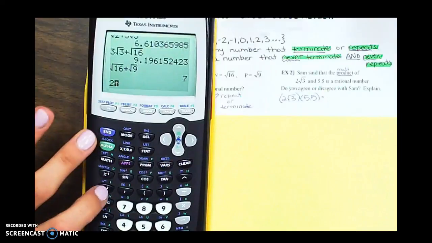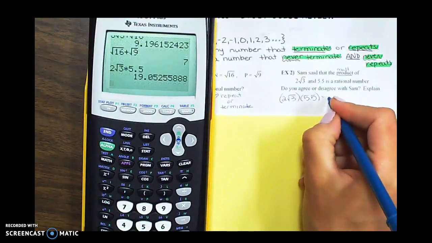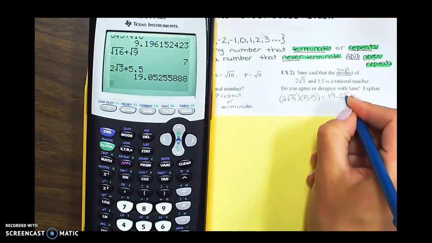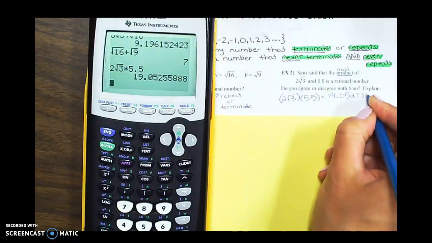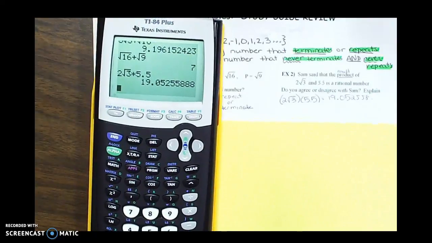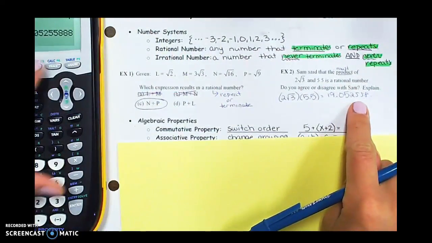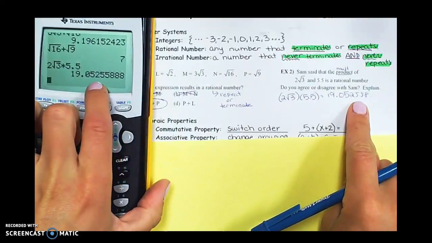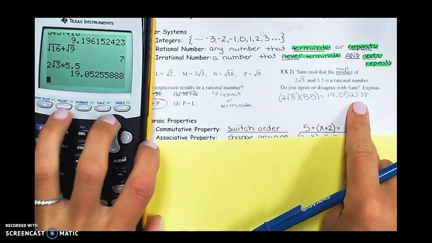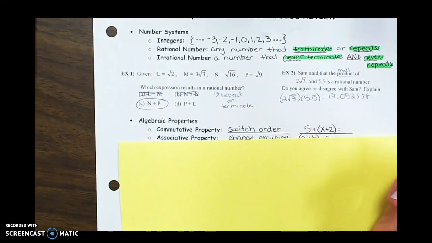Okay, so 2 square root of 3 over times 5.5. So we get 19.052558, and it's going to keep on going. As I can see, we have a number that never ends, and it looks like a couple of the numbers repeat in our calculator. A couple of them are repeating, but we don't know for sure that it is going on forever repeating. So this is indeed going to be an irrational number.